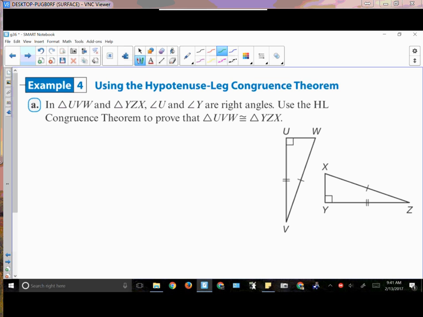So here we go. Now we are given that, let's see, and I do need to make this notation that angle U and angle Y are right angles.